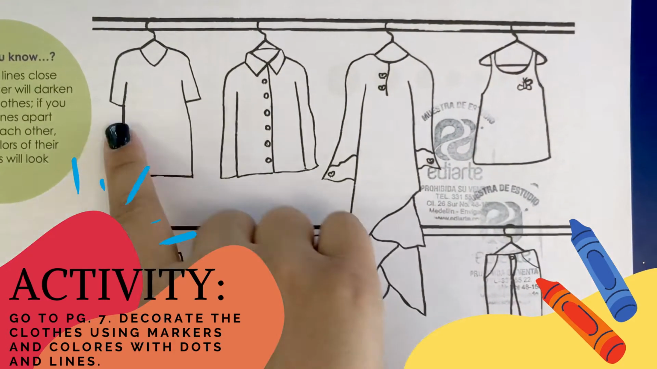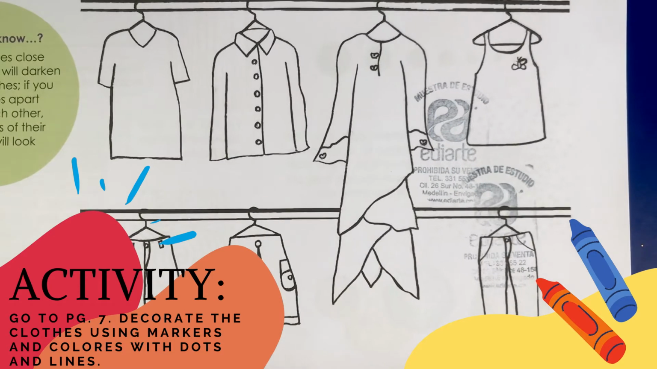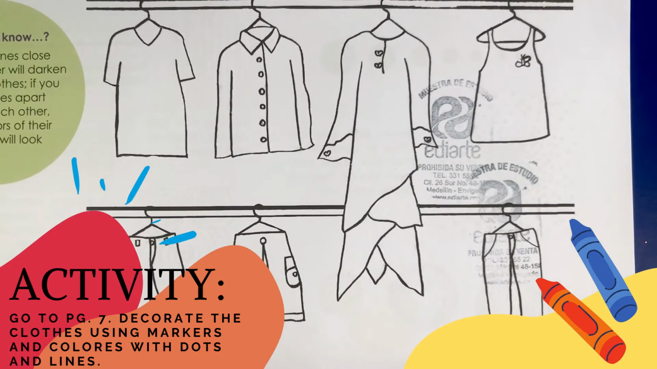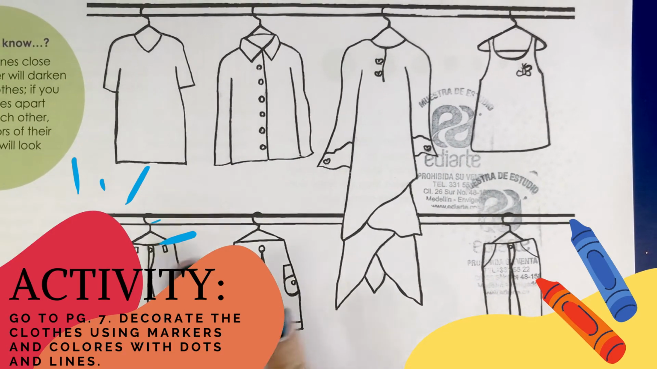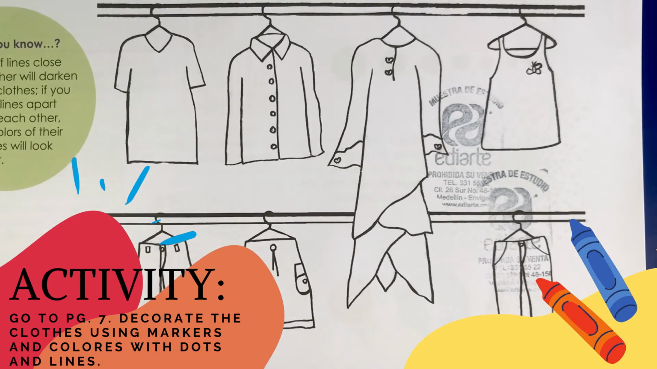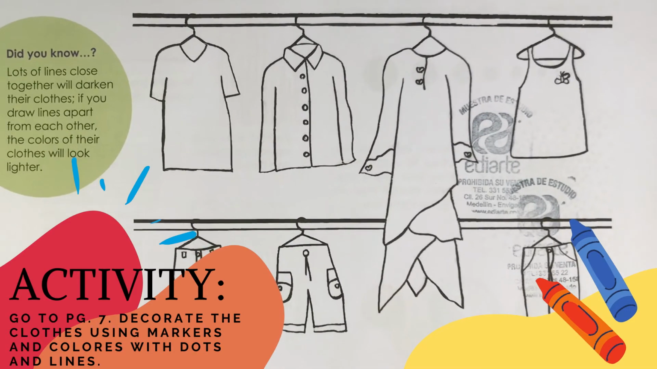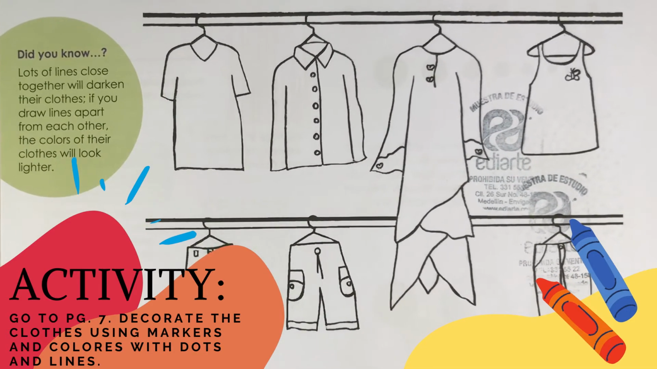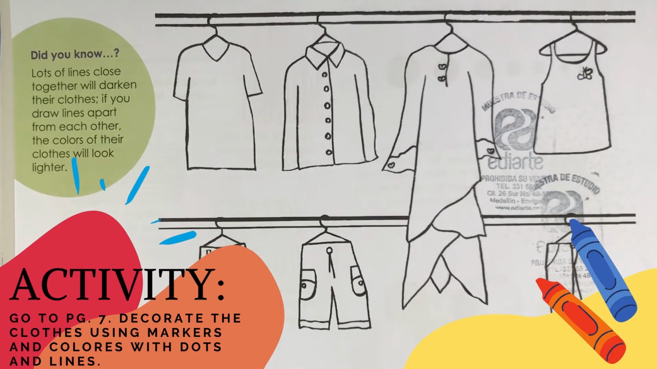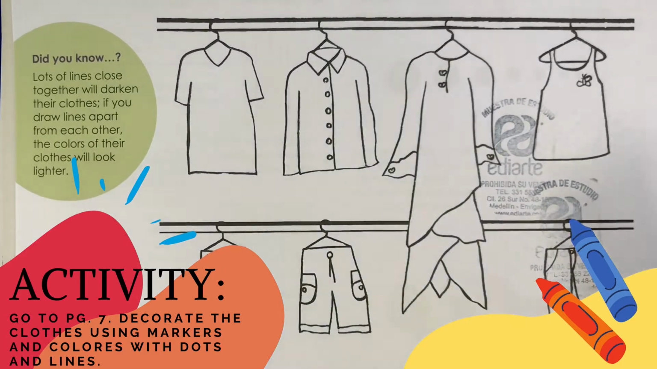So, in these clothes, you're going to paint lines and dots, however you want. But remember that if a lot of lines are close together, it will darken your clothes. And if you draw them apart, they will look lighter, okay? So, let's see how you do it.